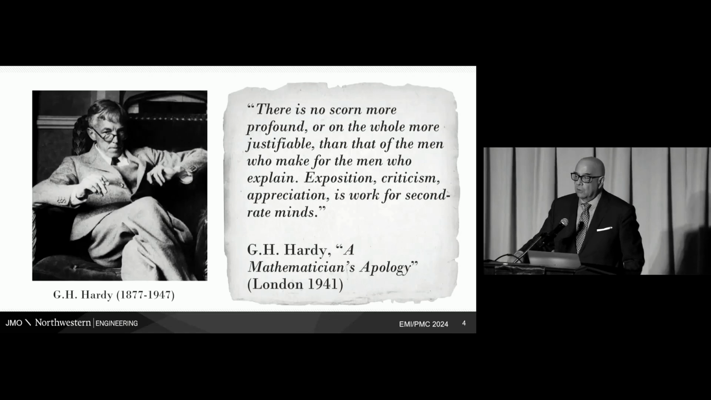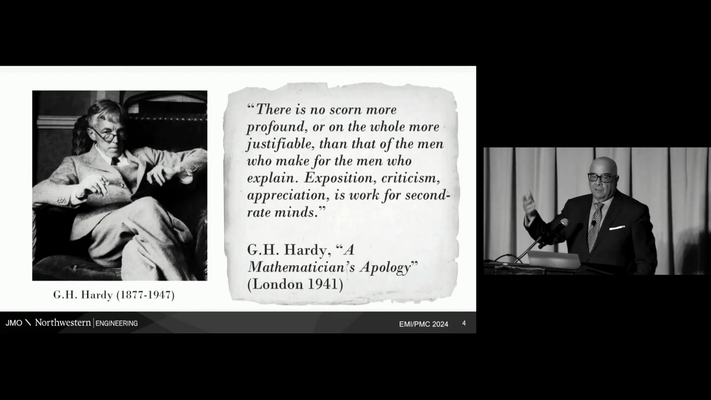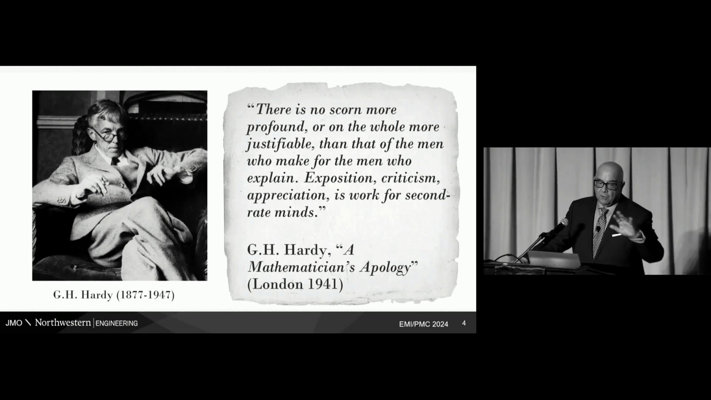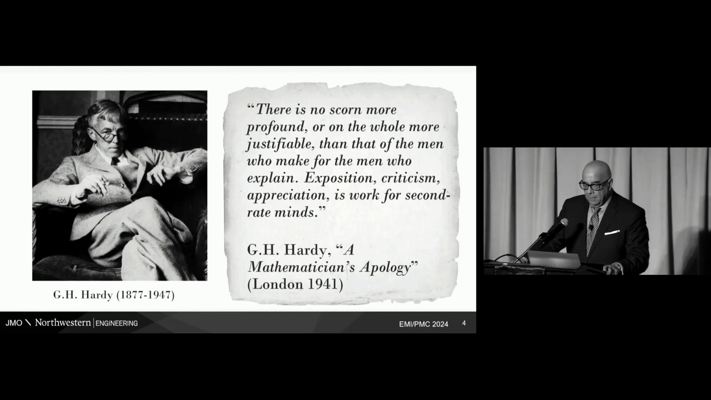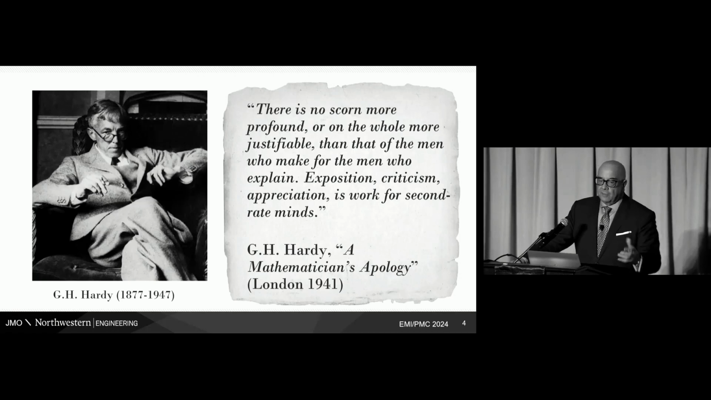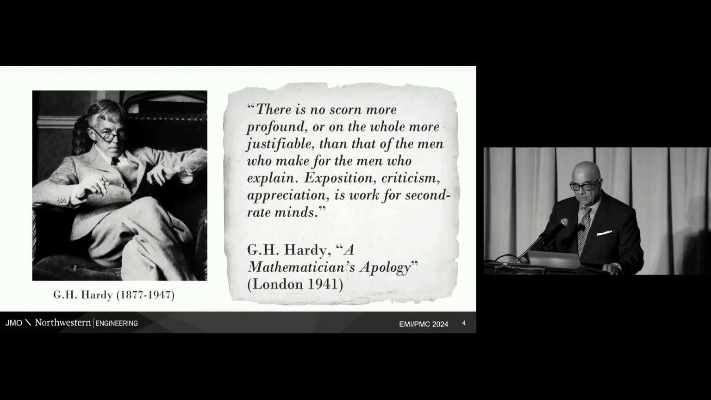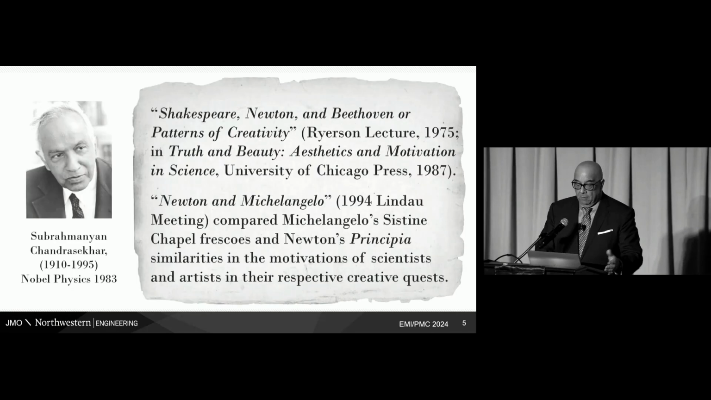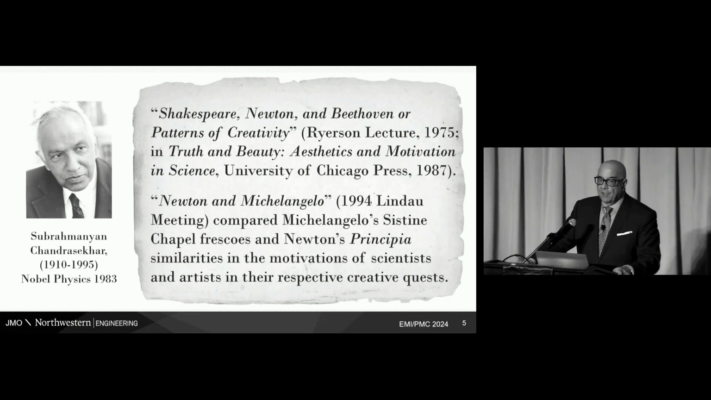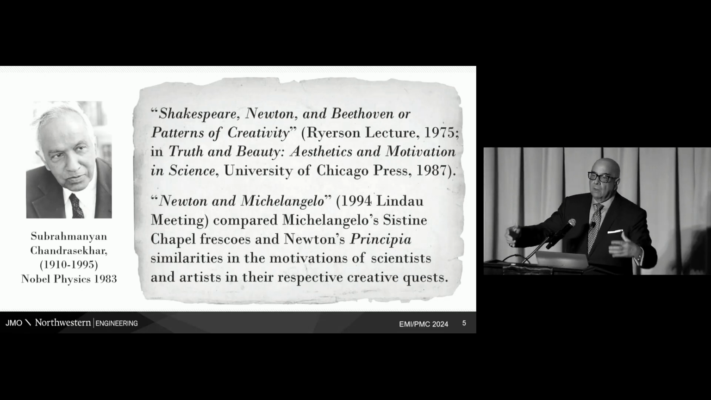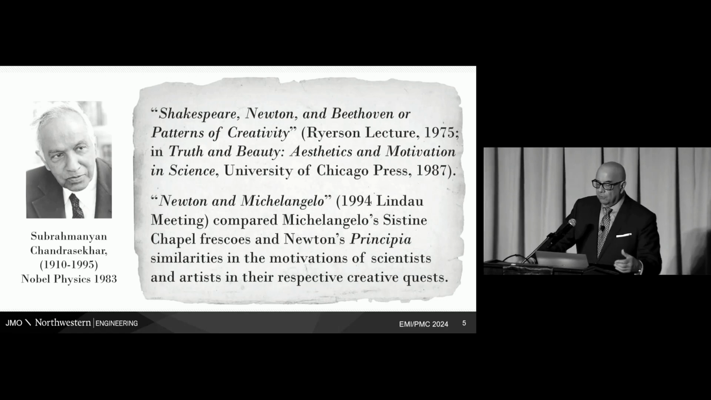Now, the whole talk will be about explanations, and some people have been very emphatic on the value of explanation. G.H. Hardy, who was one of the most famous mathematicians in between the war in England, said that there is no scorn more profound, on the whole more justifiable, than that of the men, and at that point they were all men in math, who explained and said exposition, criticism, appreciation for second-rate minds, okay? Now, but there are good people, like Chandrasekhar, not very far from here in the University of Chicago, who really decided to explore the thinking modes of Shakespeare, Newton, Beethoven on creativity, Nobel Prize physics.